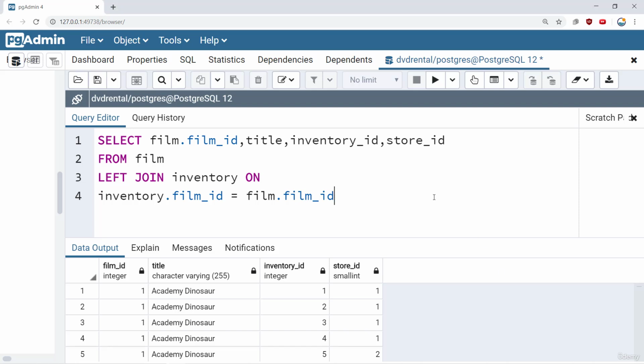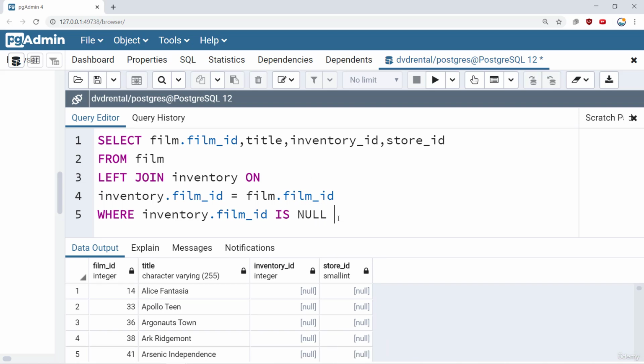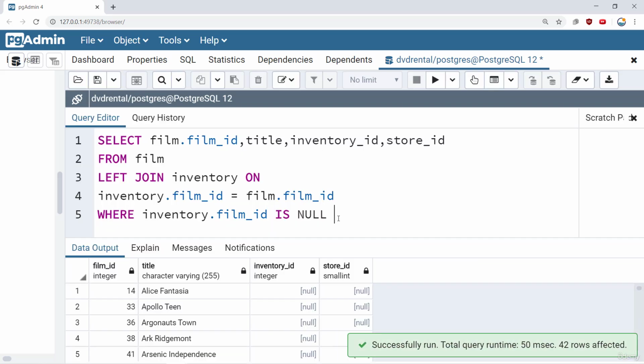So what I'm going to do here is show you that. We're going to say where the inventory.film_id. Note here how I have to specify the table for film ID because it is found in both tables. And I'm going to say is null. I'm going to run that. And often you also see null in all caps. So keep in mind, you can also just do all caps NULL, run that, and it looks the same. It's up to you whichever manner you prefer.